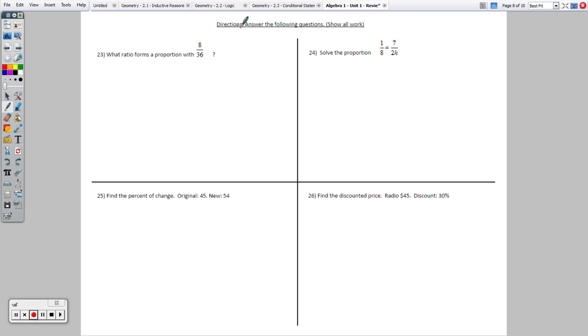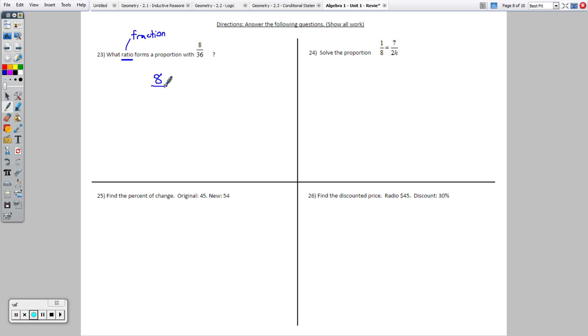The directions for these ones says to answer the following questions and to show all your work. Sounds pretty straightforward to me. What ratio forms a proportion with 8 over 36? So when you're asked what ratio, that means what fraction, in other words. So you can think of what fraction forms a proportion. There's more than one, but if we were to reduce this, I think that would be the most obvious one.